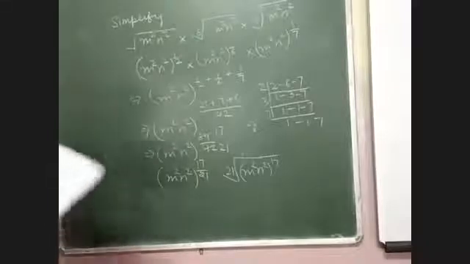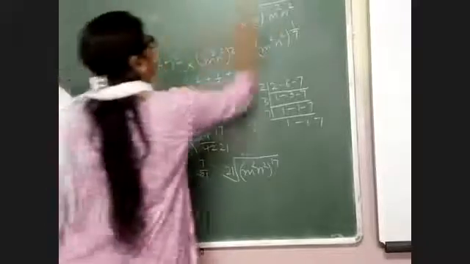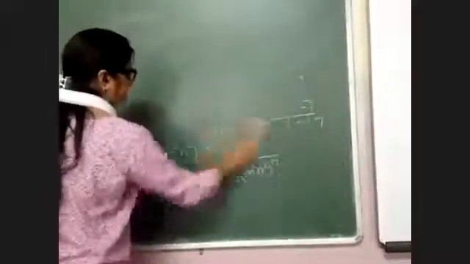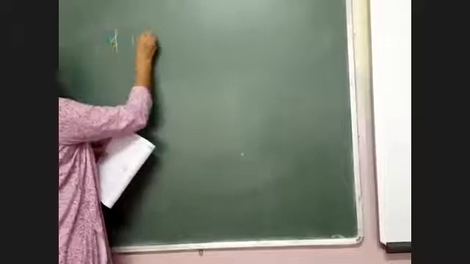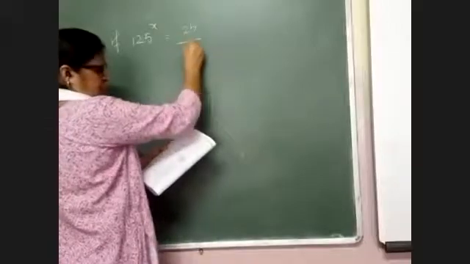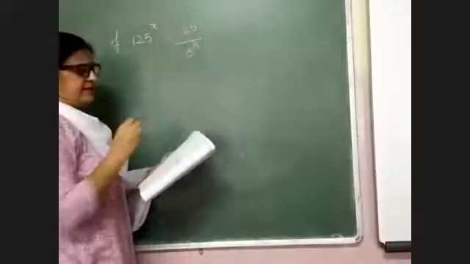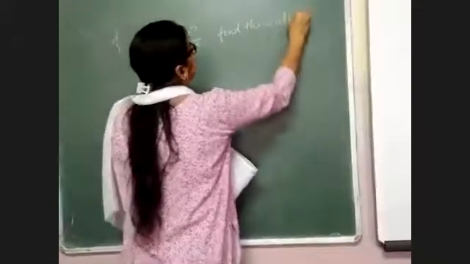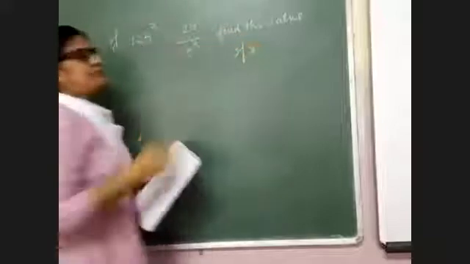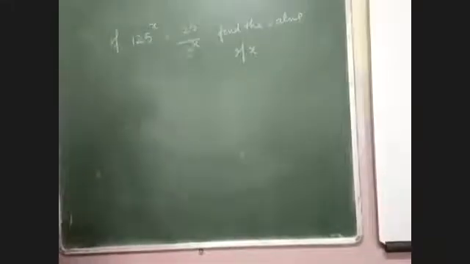And the next question is: if 125 raised to the power x equals 25 upon 5 raised to the power x, then find the value of x. How will you find the value of x in this question?